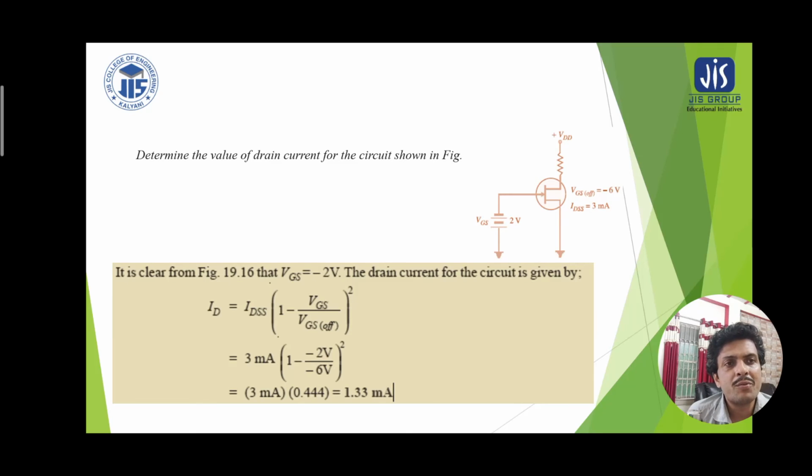VDD is the supply voltage. Gate to source off is given minus 6 volt, and the IDSS, that is a drain to source saturation current under the gate to source voltage 0, is equal to 3 milliampere. So here from it is we can write that gate to source voltage is equal to minus 2 volt. The drain current for the circuit is given by ID equal to IDSS into 1 minus VGS by VGS off whole square, and that is equal to 1.33 milliampere. So it is very straightforward to find out the drain current.